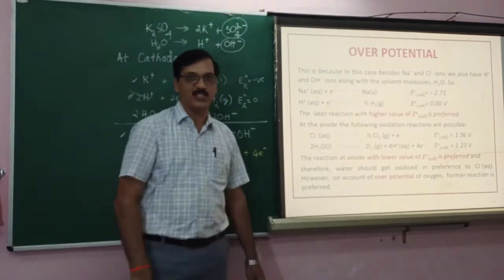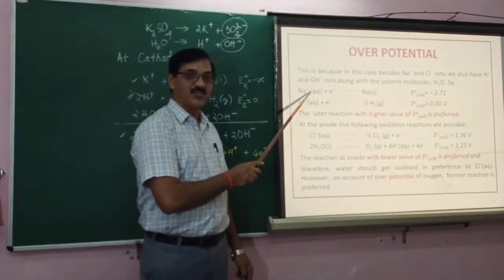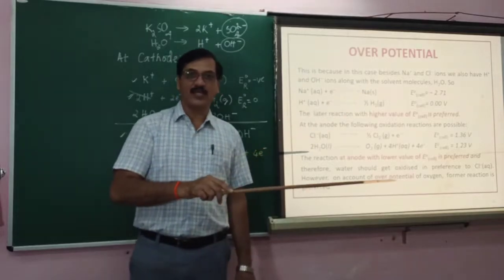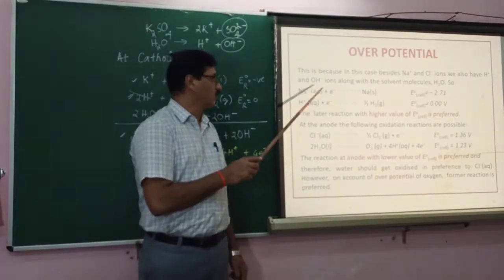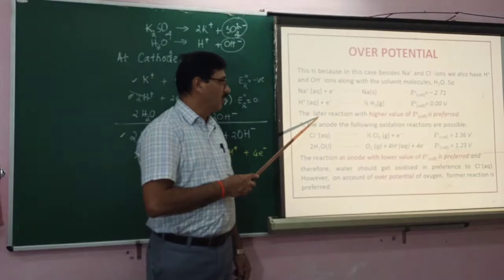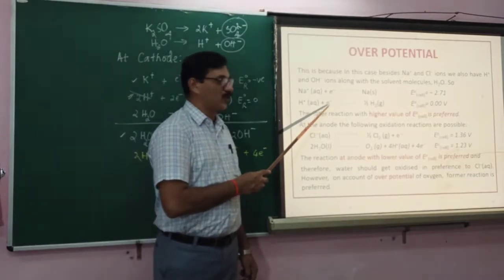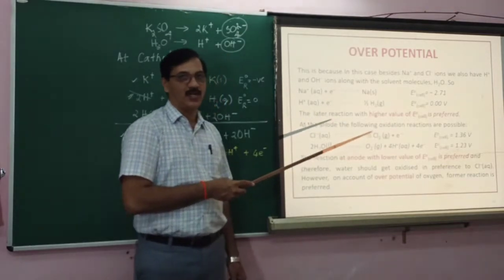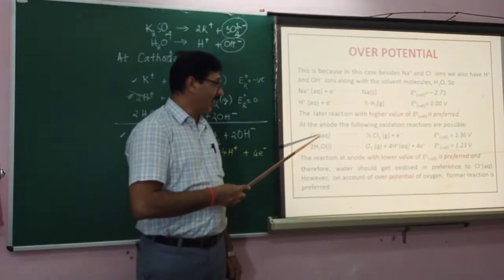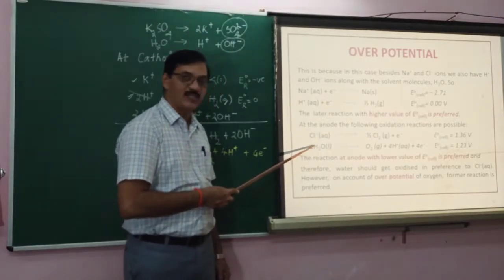That means this half equation is being formed, not this. Sodium ion will remain as it is in the electrolytic solution. So this is being formed. Now, since the latter one has a higher electropotential value, this is the preferred product. Now at the anode, here is the issue.